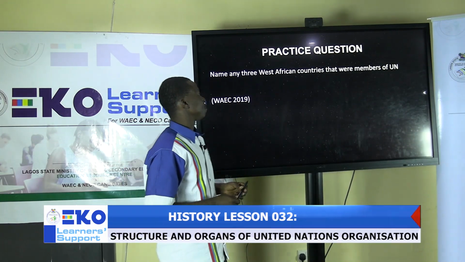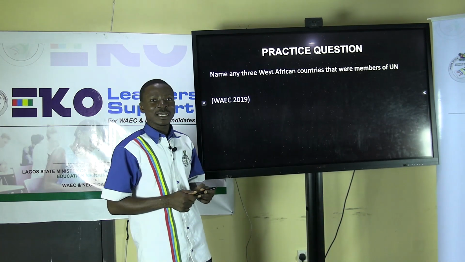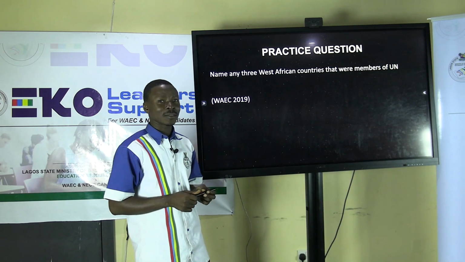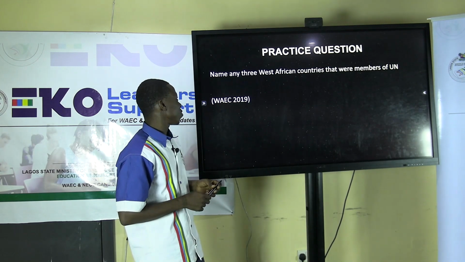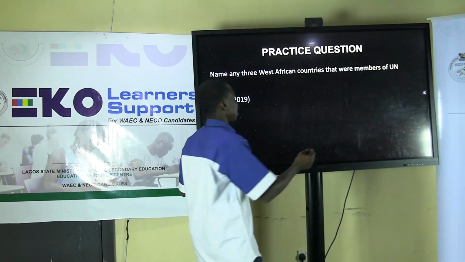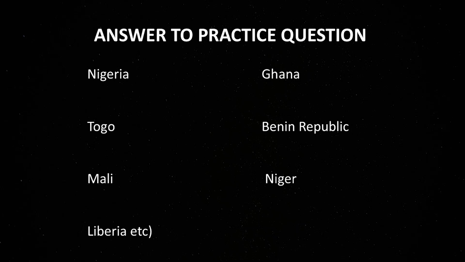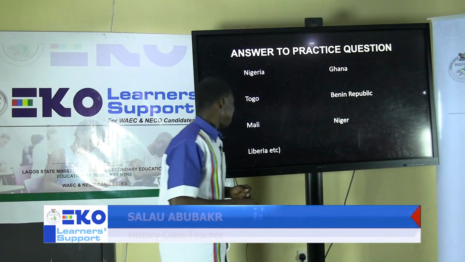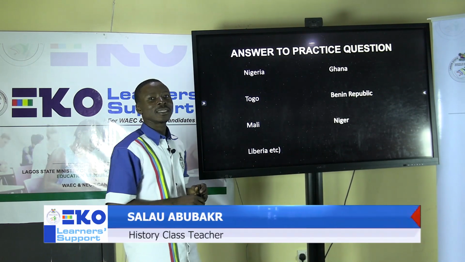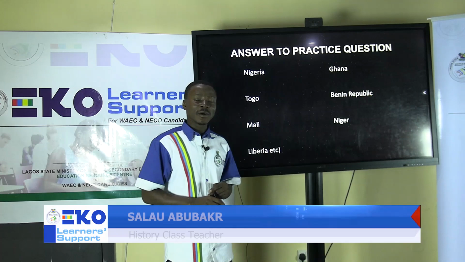Then the practice question. The practice question we'll be looking at today is a question that has previously been asked in WAEC in the year 2019, and the question goes thus: name any 3 West African countries that are members of the United Nations. And the countries we are looking at include number 1, Nigeria itself, which we are from. We look at Ghana, Togo, Benin Republic, Niger, Mali, Liberia, Burkina Faso, and every other West African country in the world. Thank you very much.